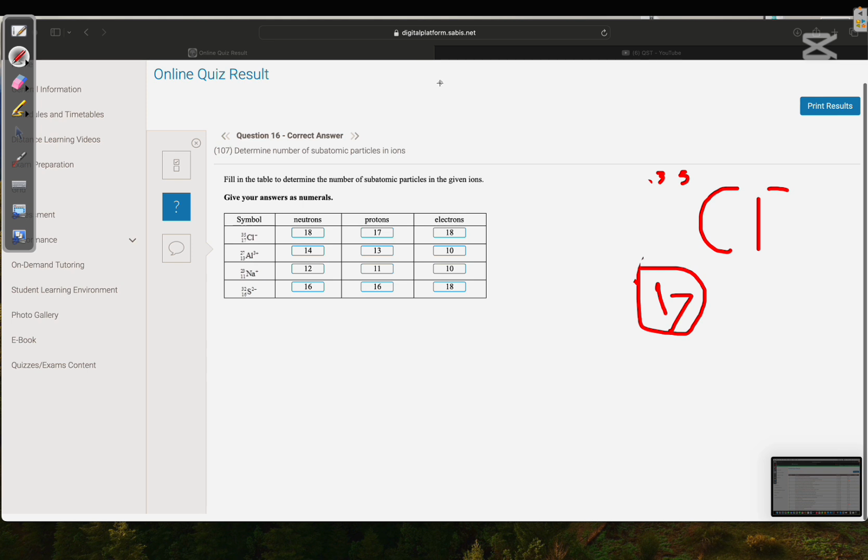let's say here it's 2 minus. That means there will be 2 plus the amount of protons, or 2 plus Z. So in this case it's minus 1. So 17 plus 1 to find the electrons is equal to 18.